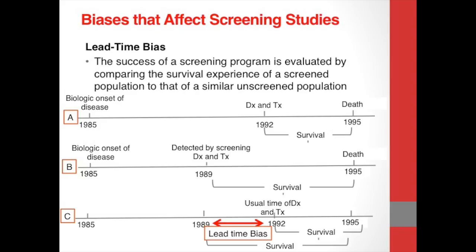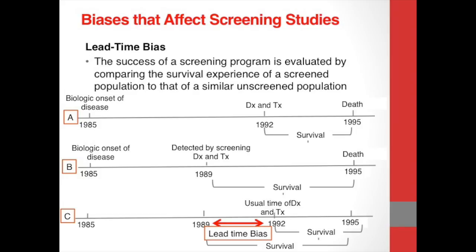In lead time bias, survival might appear longer among people that undergo screening because their detection was made earlier, not because they actually live longer. This type of bias overestimates the benefit of screening. Let's take a look at one example.